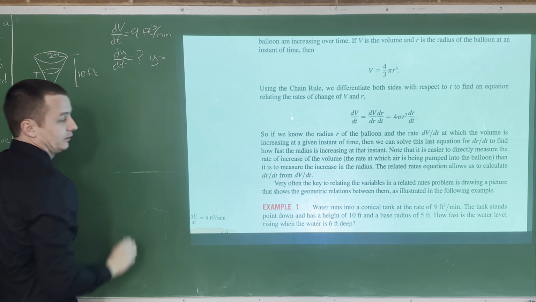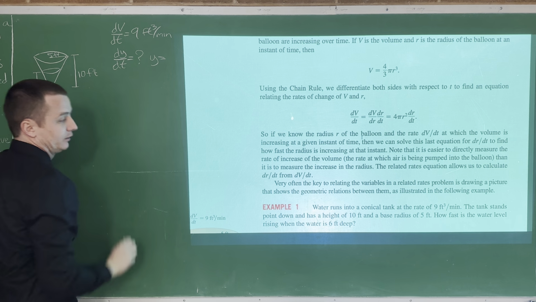So here's one rate of change, here's another rate of change. I somehow need to relate my volume to my y. That's what this problem is screaming for me to do: somehow relate the volume of my container to my y. Now we're looking for, intuitively, how fast the water level is rising when it's 6 feet deep.